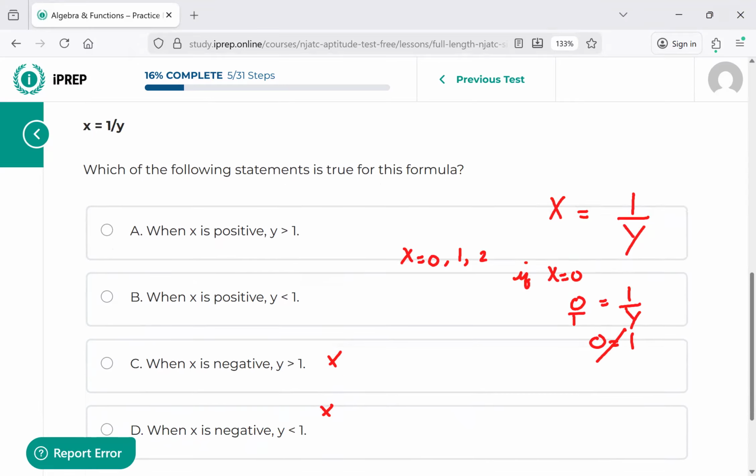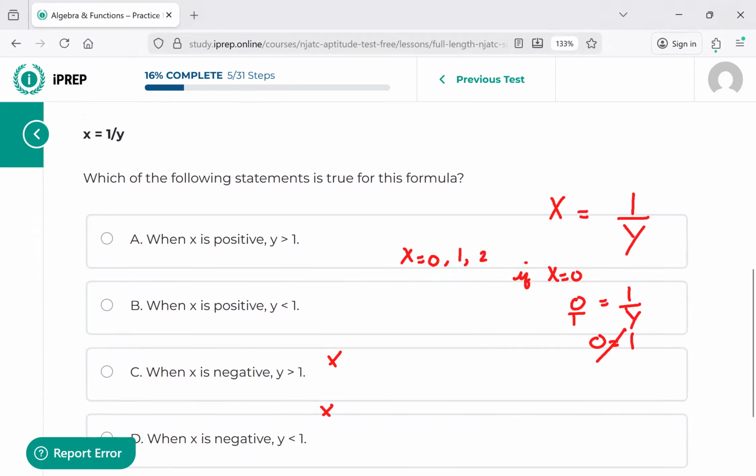So we can't do that one either. What about C? When x is negative. So let's plug in some negative x value. We can't use 0 because 0 is still positive. So let's try x is negative 1, and then we have 1 over y, and you want to solve for y. This is going to be y times negative 1 is negative y plus 1, and then get y by itself by dividing by negative 1. You get y equals negative 1.